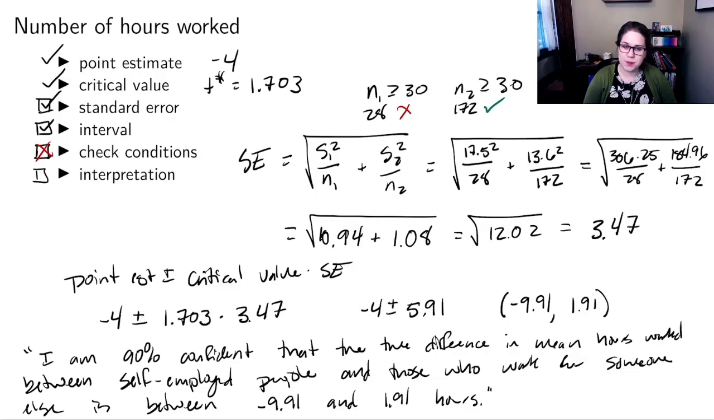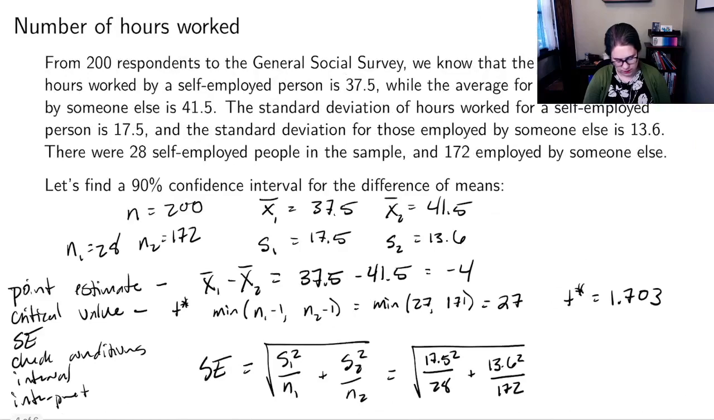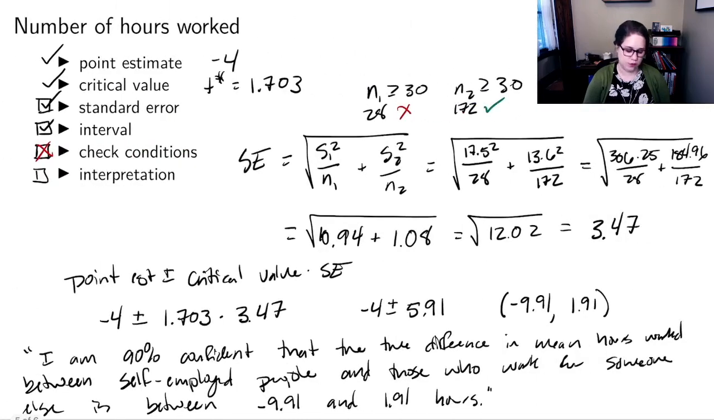If we ask what are some other reasonable values we could have observed, we observed -4, so it looked like people who were self-employed were working less. They had a smaller mean by 4 hours per week. But when we built that confidence interval, it included 0. So we don't actually know who works more. We're not super confident about that. So that'll be my interpretation.